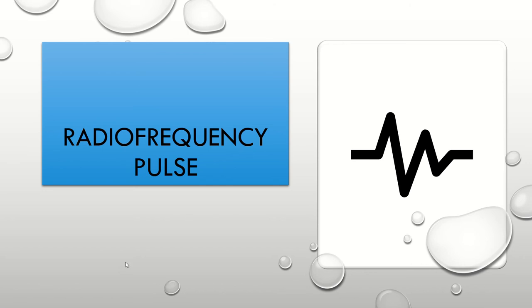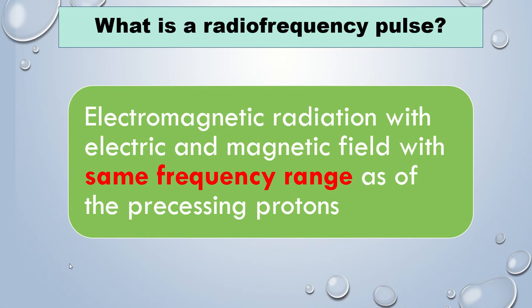Alright, now we're going to talk about the radio frequency pulse. What is a radio frequency pulse? It's an electromagnetic radiation with electric and magnetic field with the same frequency range as that of the precessing protons. So it has to be at the same frequency range.